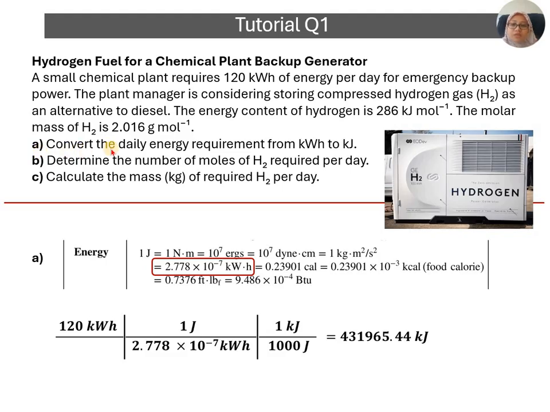A. Convert the daily energy requirement from kilowatt hour to kilojoule. So the first question, 1A, is very simple. We just have to use the conversion factor that we can obtain from the table. So 120 kilowatt hour, use this value to convert to joule first, and then use another conversion factor to convert joule to kilojoule, and you should get this answer.